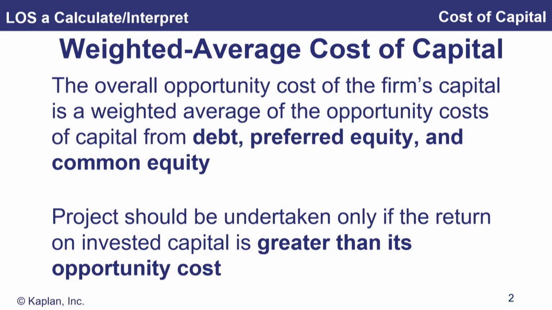So here we're going to look at that cost of capital and some of the issues involved in calculating that, or I should say properly estimating that. So our weighted average cost of capital is our overall opportunity cost, weighted average for debt, preferred equity, and common equity. And the project should be undertaken only if the return on invested capital, our IRR, at least that's one measure, is greater than the opportunity cost. That's our cost of capital.